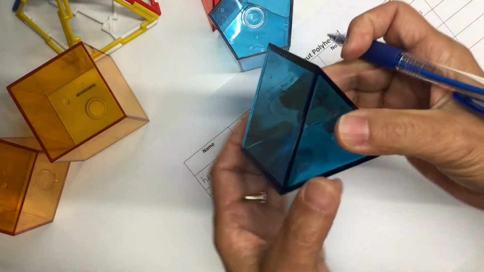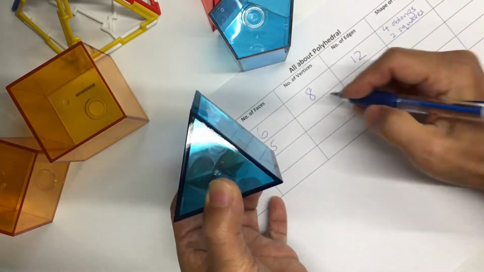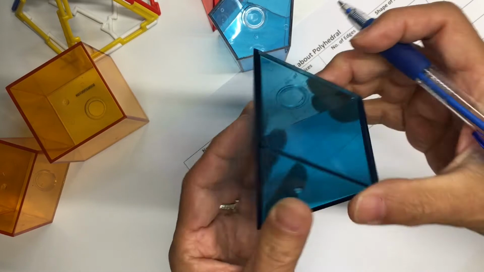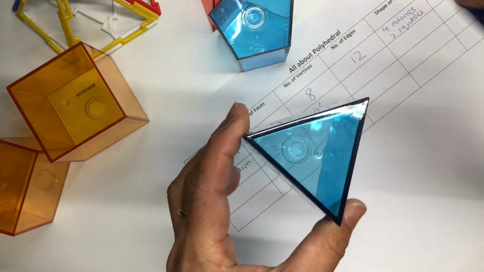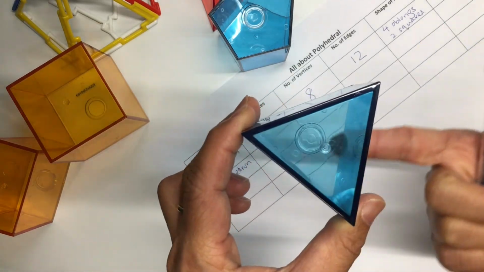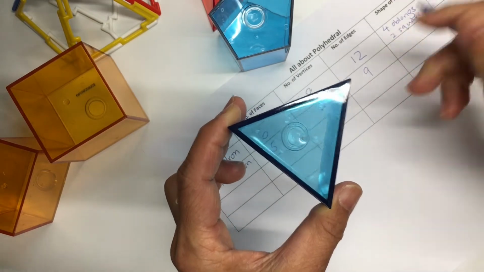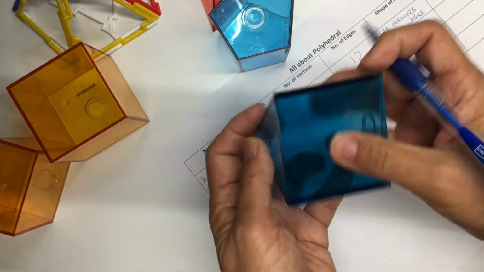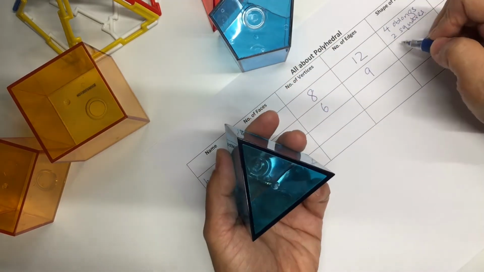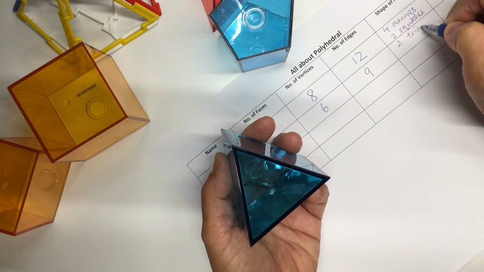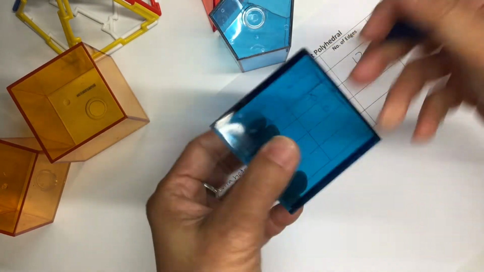Well, how many vertices does it have? 1, 2, 3, 4, 5, 6. What about edges? Edges are where two sides meet. So we've got 3 on top, 3 below, that's 6, 7, 8, 9. What shapes made up the faces? We've got 2 triangles and 3 squares.